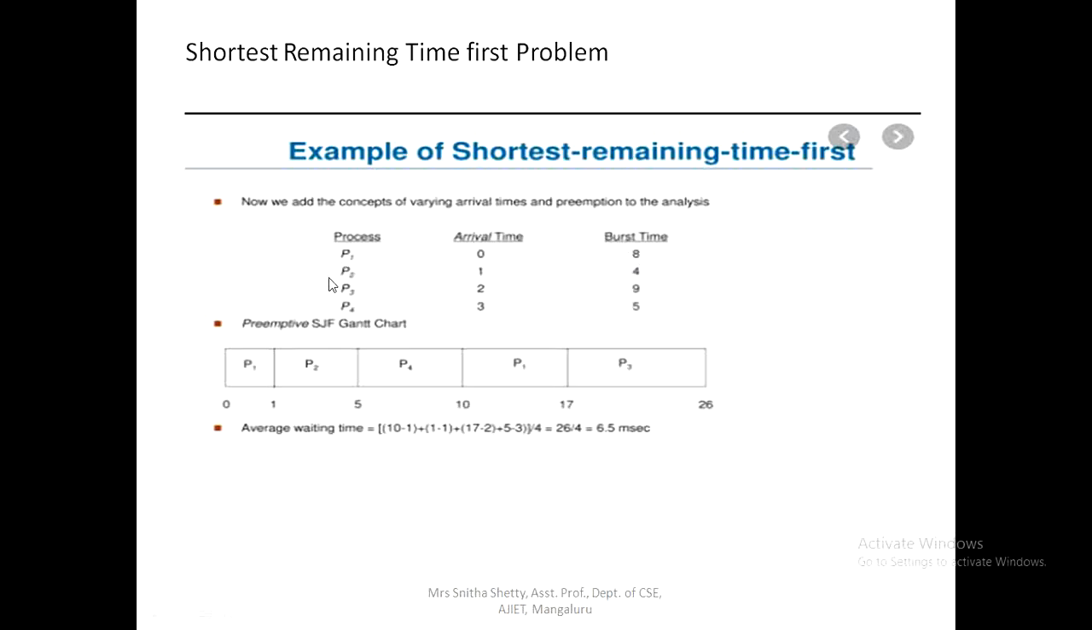Now at arrival time 1, process 2 will arrive. When process 2 arrives, what is the burst time? 4. And what's the burst time of P1? 7. So out of 7 and 4, which is having less time? 4, right? So which process should execute? P2 should execute. Now P2 will execute.